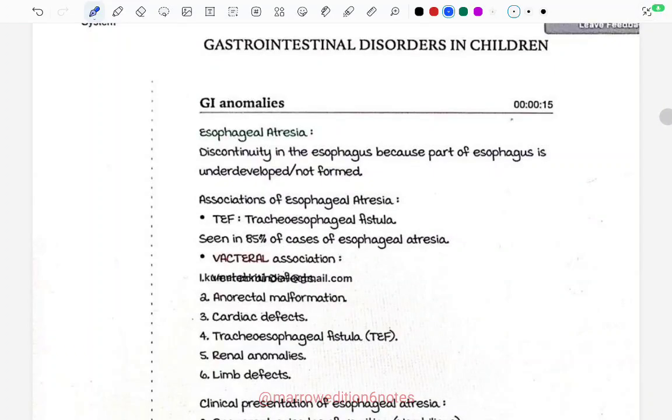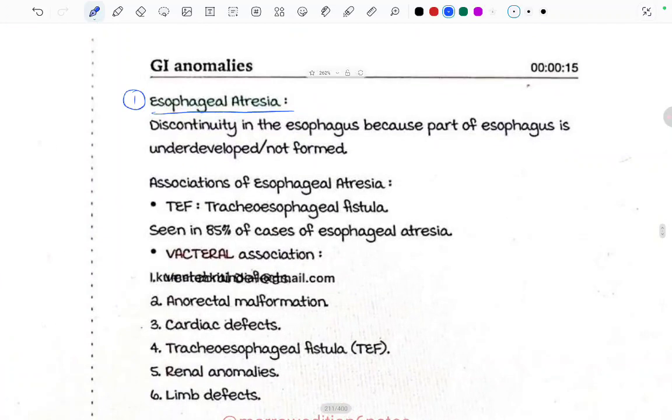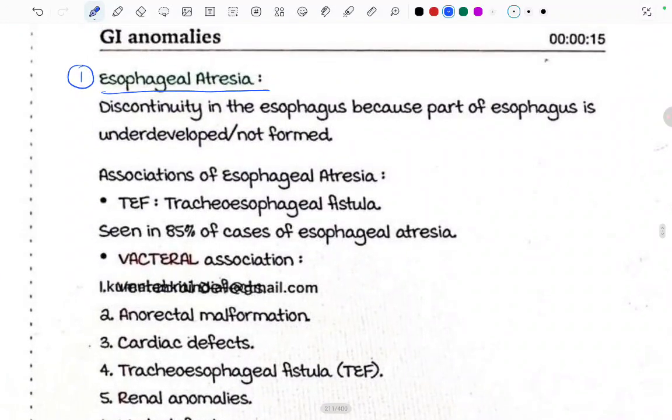Hi, so in this video we will talk about gastrointestinal disorders in children, GI anomalies. Let's first talk about esophageal atresia. In esophageal atresia, there is a discontinuity in the esophagus. Why is there a discontinuity? Because a part of the esophagus is underdeveloped and not formed.